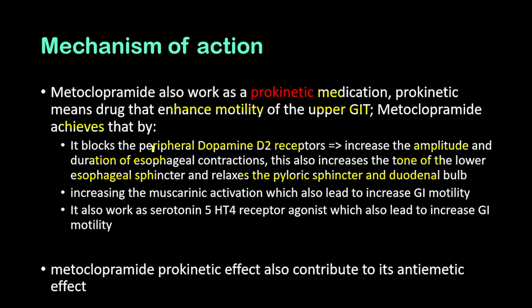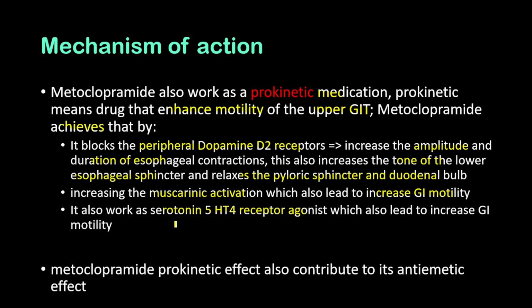And all of these effects would accelerate the food motility through the upper gastrointestinal tract, leading to faster stomach emptying. So now metoclopramide blocks both the central and peripheral dopamine D2 receptors. Now metoclopramide also works to increase the muscarinic activation, which also leads to increased gastrointestinal motility, and metoclopramide also works as a serotonin 5-HT4 receptor agonist, which also leads to an increase in the gastrointestinal motility, and this would also help in its prokinetic effect.